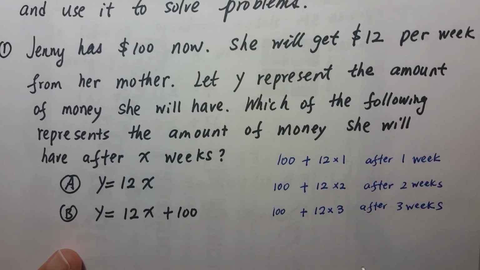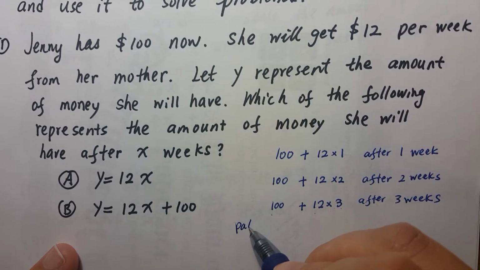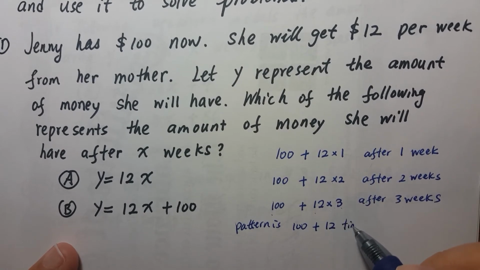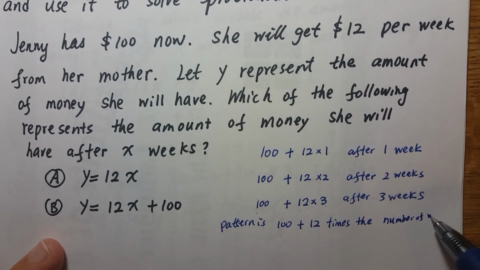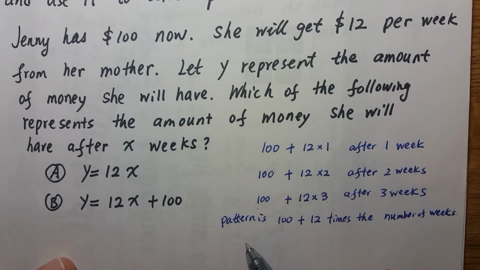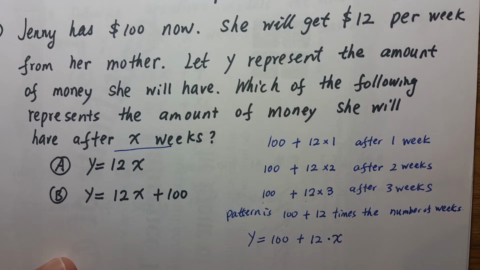So now we can see a pattern. It's 100 plus 12 times the number of weeks. So we found the pattern. Y is the total amount, equal to 100 plus 12 times the number of weeks, X weeks. So we found the equation that can represent the situation: Y equals 100 plus 12X.